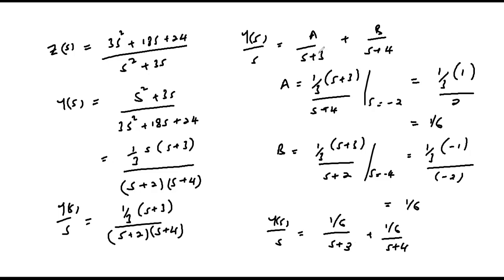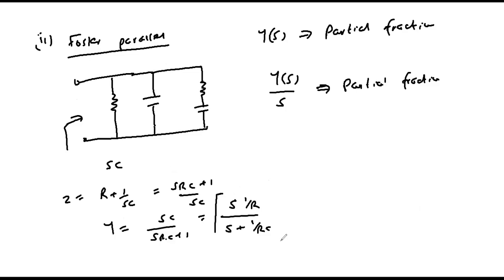Sorry, this is supposed to be S plus 2, and this is S plus 2. From these two factors, it's S plus 2. Next, we need to write our Y of S. We multiply each of the parts by S to get our terms as follows. Our Y of S now becomes a sixth S over S plus 2 plus a sixth S over S plus 4.